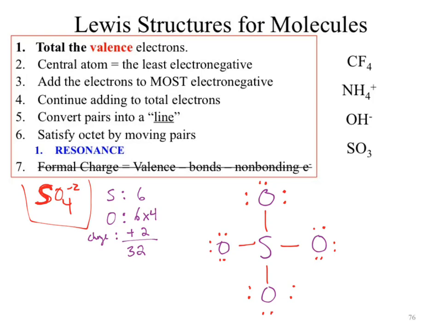Rule 6, satisfy the octet by moving pairs. Do your oxygens have octets? Yes. Does your sulfur have an octet? Yes, it has 8 electrons. Its octet is satisfied. Do we need to move electrons? No. Last step, assign your formal charge. Negative 2. That is your answer.